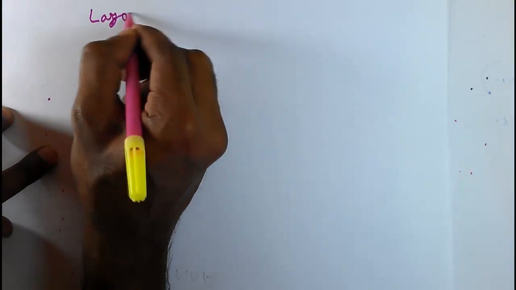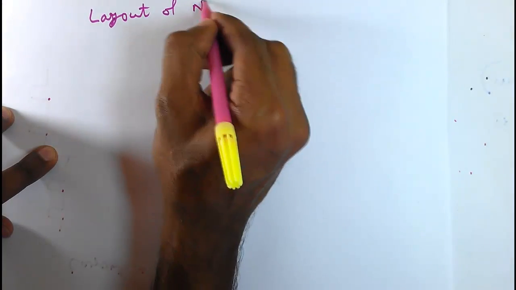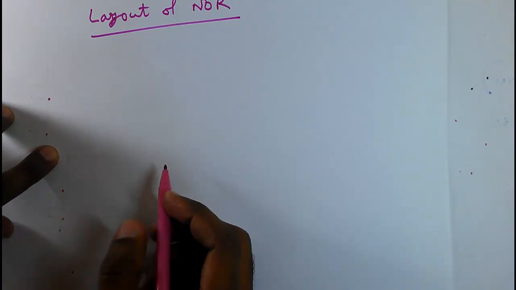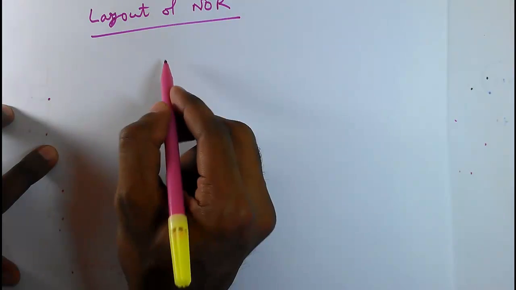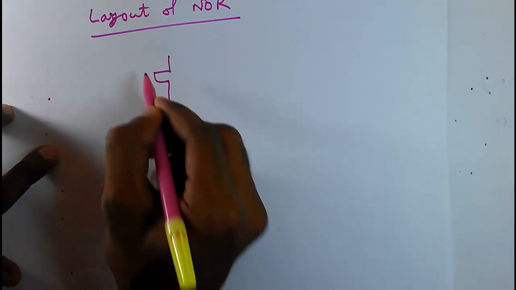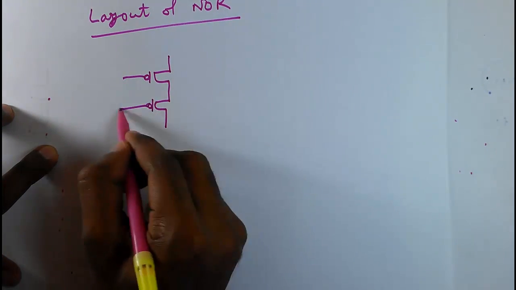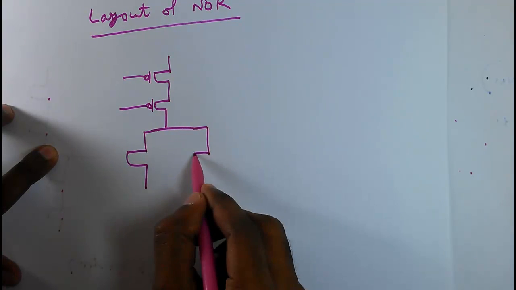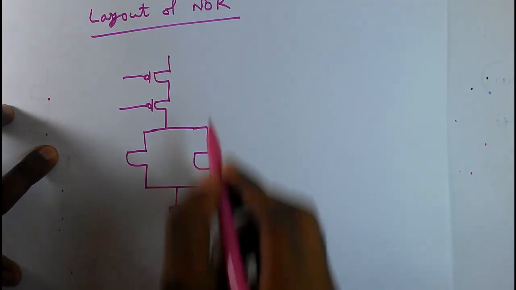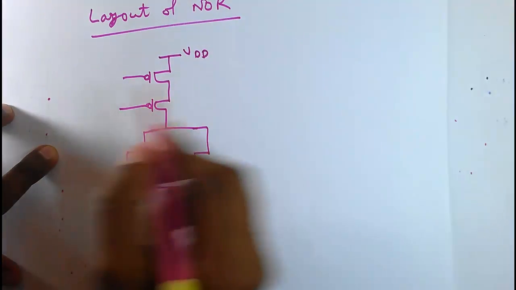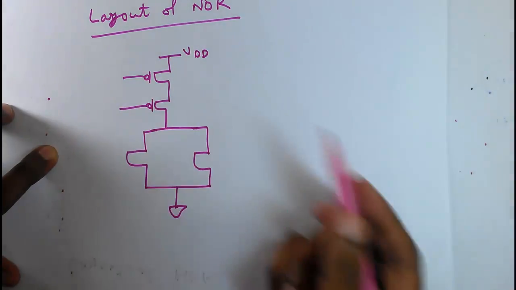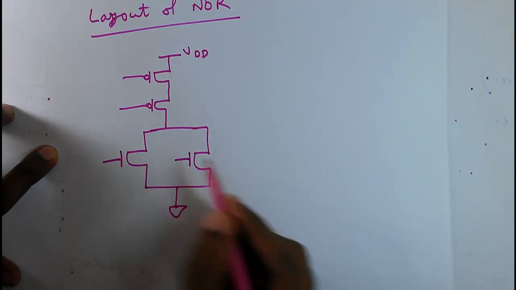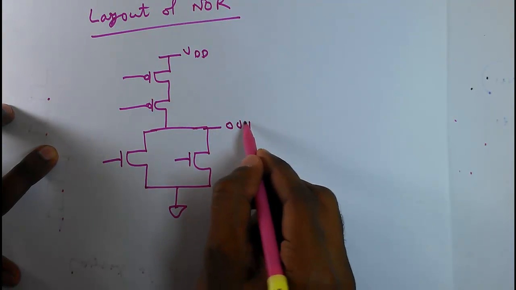Let's do the layout of a NOR gate. We know the standard schematic for the NOR gate is two PMOSes and two NMOSes. This is ground, this is VDD. So we have, and labeling the gates, this is the output terminal out.